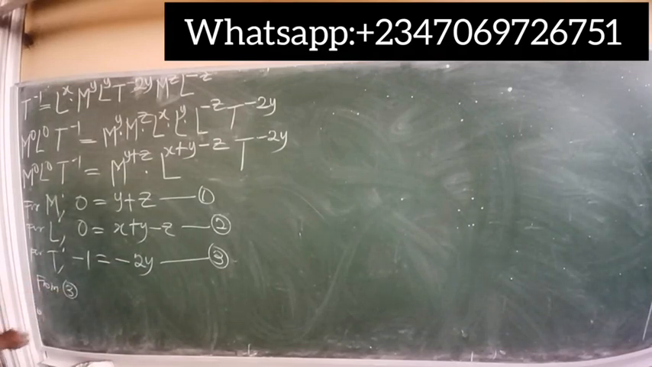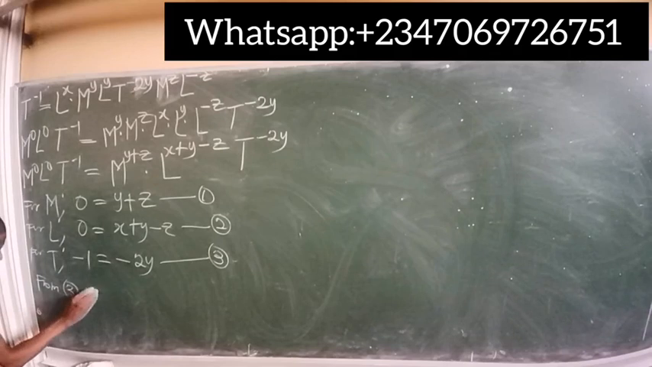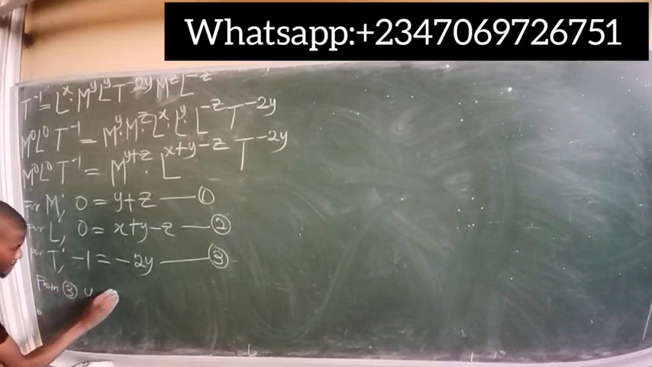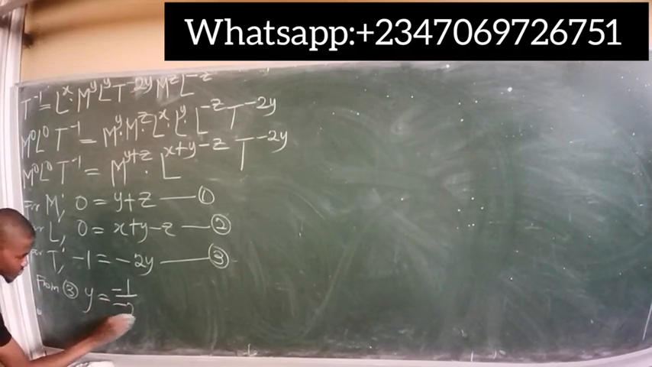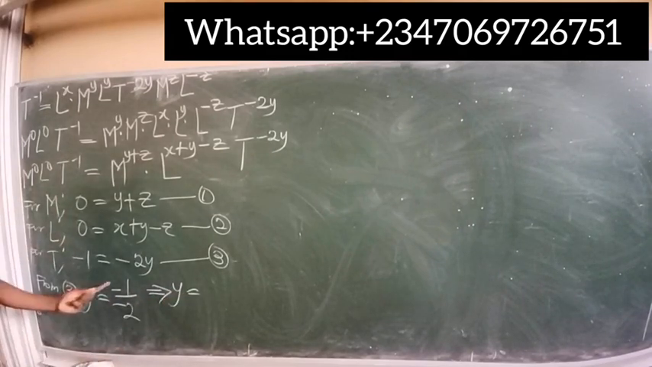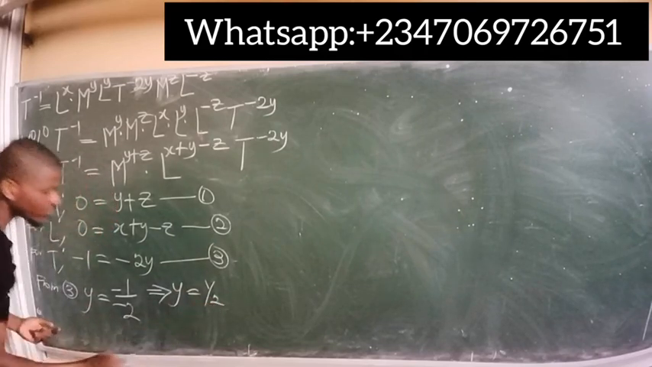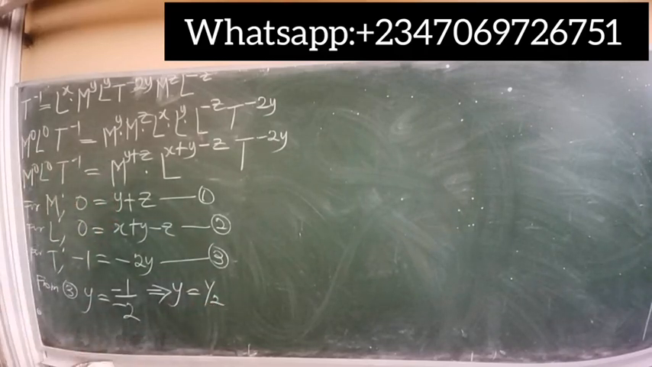So from 3, we can simply make y the subject simply by dividing both sides by what? Minus 2, which is the coefficient of y. So from 3, y is actually equal to minus 1 divided by minus 2. So this simply implies that y itself is equal to, minus cancels minus, so I am left with 1 all over 2 for the value of y. So this becomes the value of y.